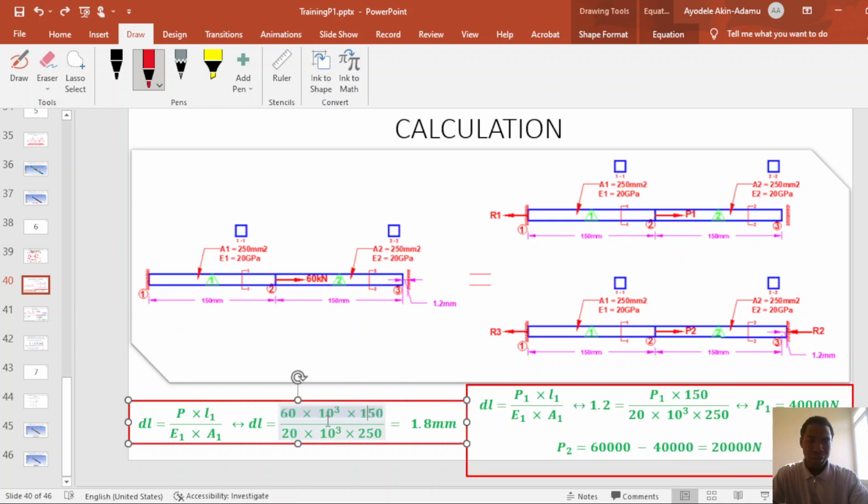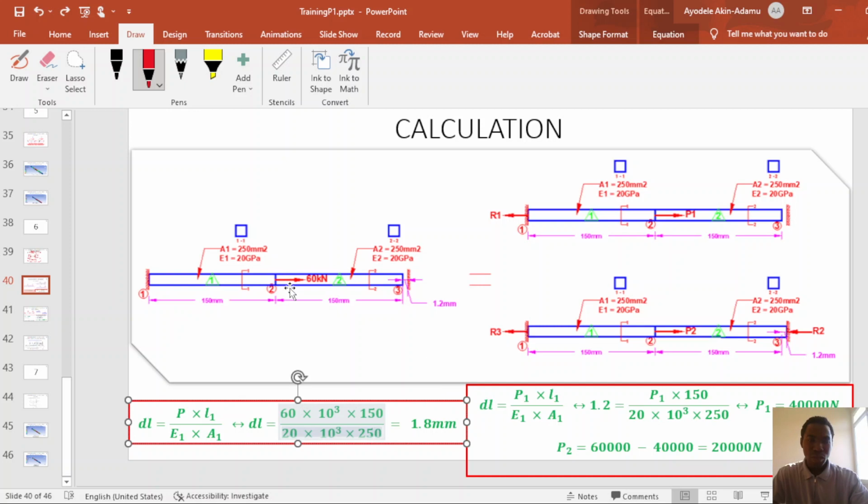Okay. Actually, this is what we're supposed to be looking at, this formula here. The force is 60 kilonewton. The length of the body which is affected by the load is 150 mm. The Young modulus is 20 gigapascal, and the cross-sectional area of finite element 1 is 250 mm square, as given in the question. So if we compute this, we'll get 1.8 mm.